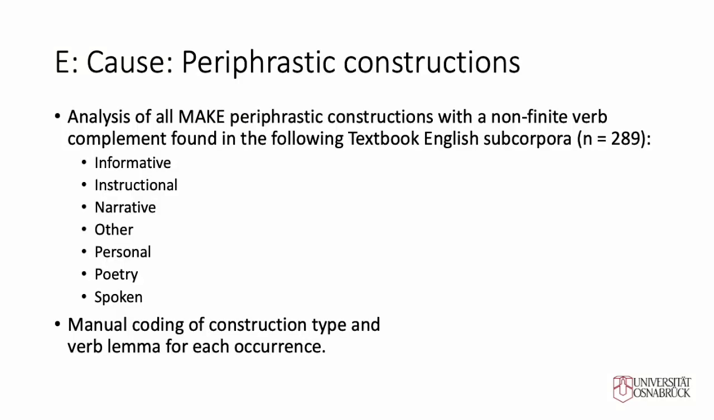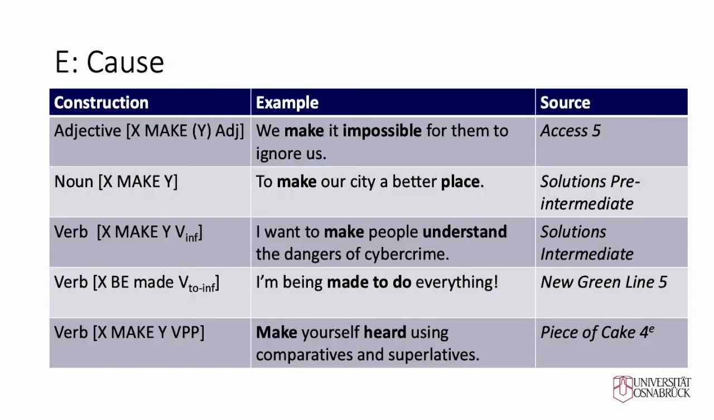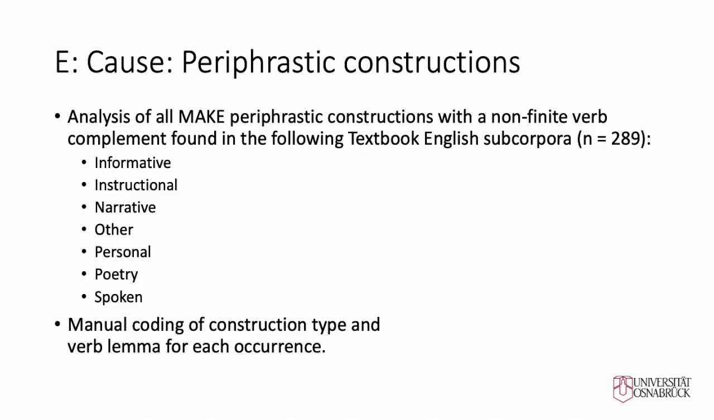So what I've done is I've decided to look at make in these kinds of constructions, the ones here with the verbs, in more detail in the textbooks. For this analysis, I've actually extracted all of these make constructions with a non-finite verb complement that are found across the entire textbook English corpus. And so these 289 make constructions are extracted from these different textbook subcorpora. And then I manually coded each construction for its type, for the verb lemma as well, that's included in the verb complement part.